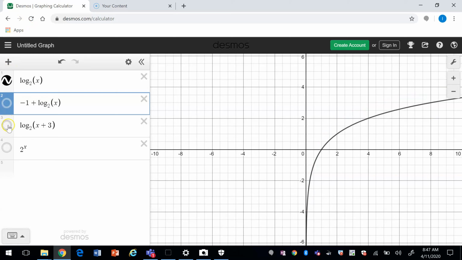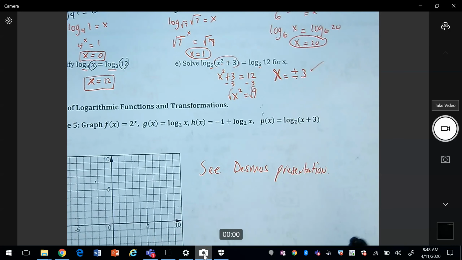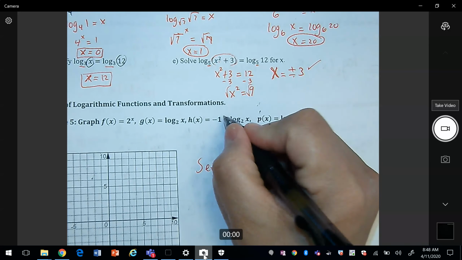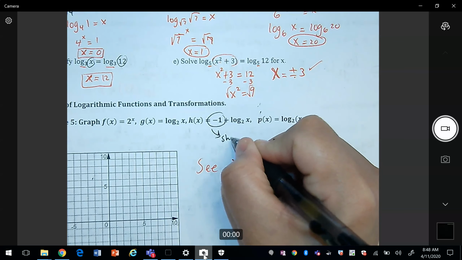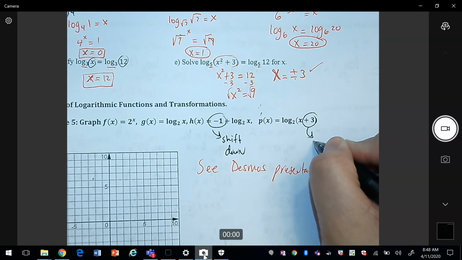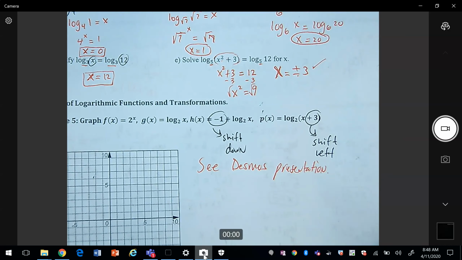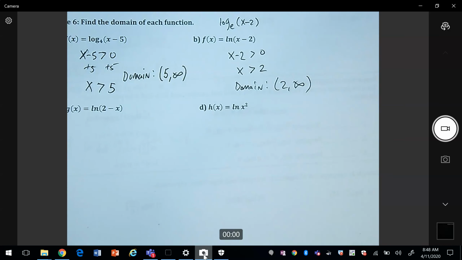Okay, so now let's look at what happens if we add a number inside of the log part. So here we're adding a plus 3. So the graph is going to shift 3 units to the left. So the transformations work the same way as they did in 1.7. So this negative 1 tells us to shift down, and this plus 3 tells me to shift left. Okay, so let's go on to the next page.